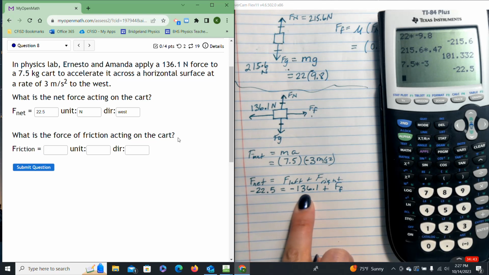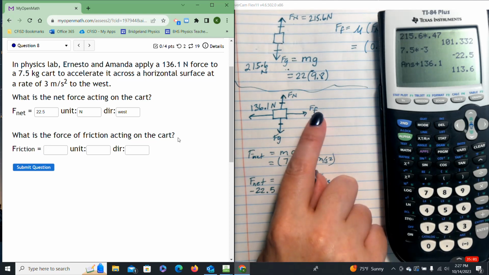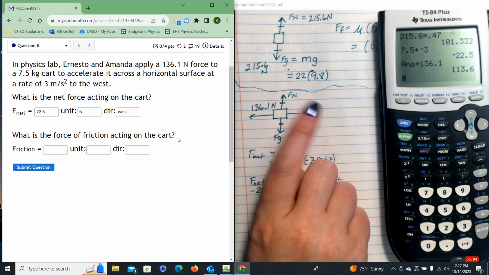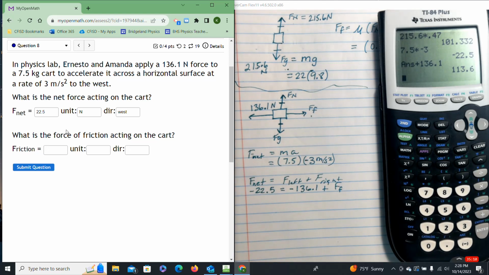I have -136.1 being added to it, so I just need to add 136.1 to both sides so that it can cancel over here. So my calculator plus 136.1 is going to give me a force of friction of 113.6 newtons to the right. Okay, and again, that makes sense. It's almost the same size. I told you it almost cancels out the whole thing. And it does. It's only 22.5 newtons smaller. So my force of friction is 113.6. My unit, of course, is newtons, and the direction here is east. It's to the right in my picture, but we're using the cardinal directions based on how the question is worded.